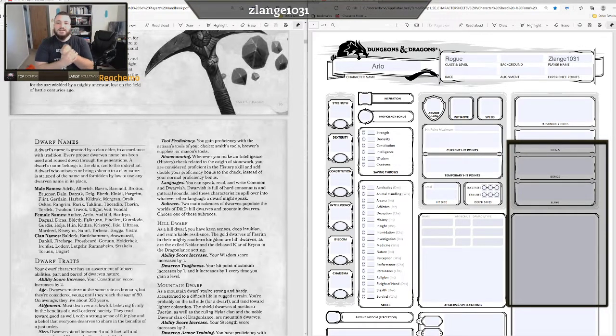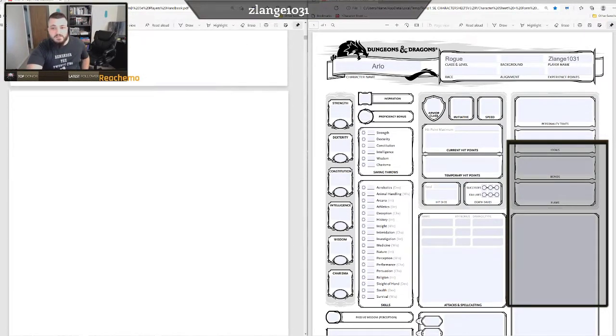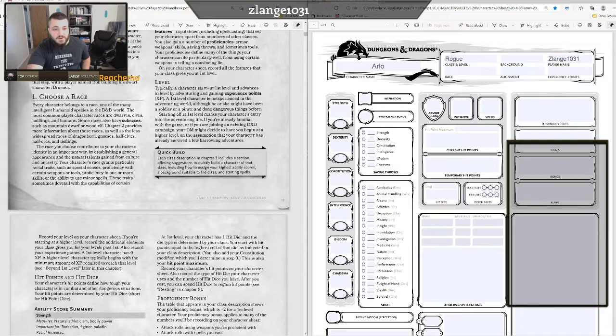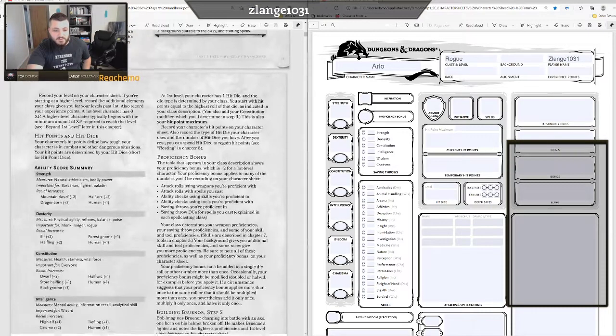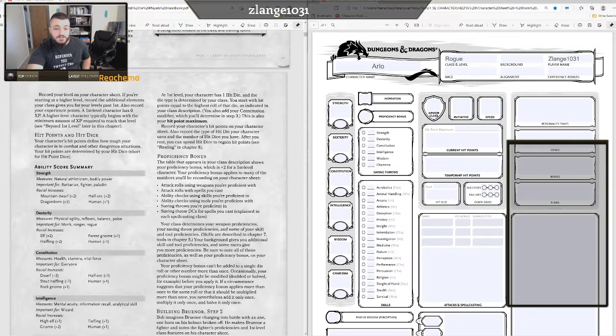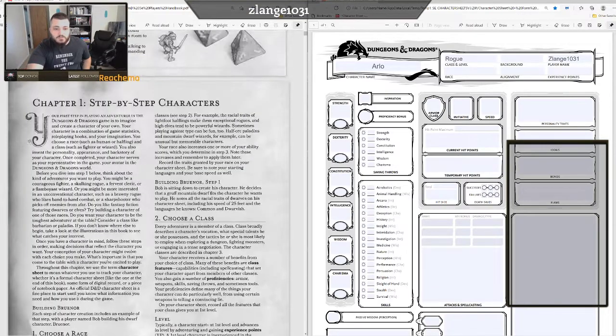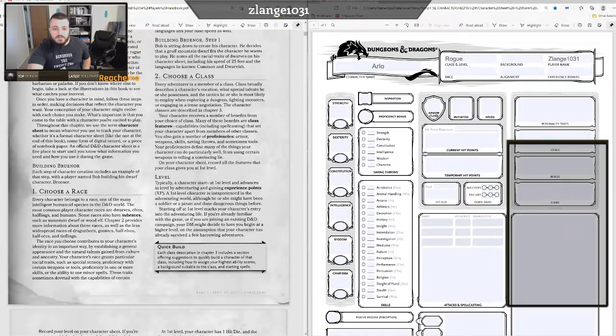And then when it comes to coming up with your stats, there are several different ways to do it. Two of those ways are actually covered here in the Player's Handbook. I'm not exactly sure where. Actually, it's probably right here, or at least close to here. Step-by-step characters, class.